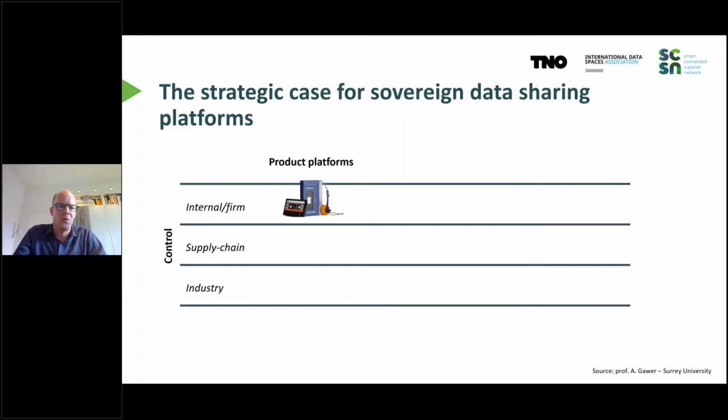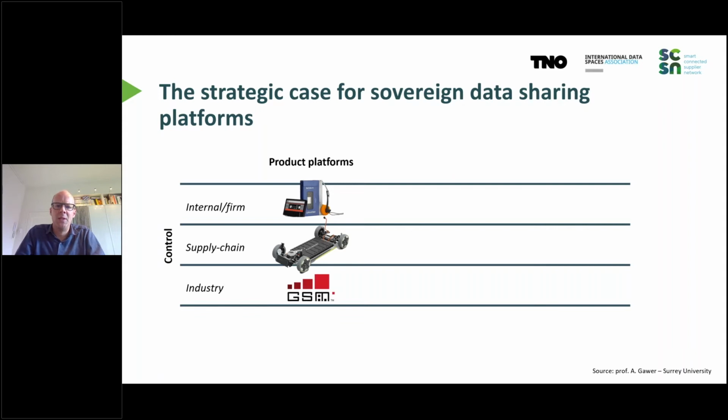And then if you move on, you can think, okay, there are also platforms which are controlled by a single company, but which have an impact on an entire supply chain. So here you see the platform used by Volkswagen for their electric cars. It's developed by Volkswagen, but it has an impact on the network as a whole. All the suppliers also need to work with this platform.